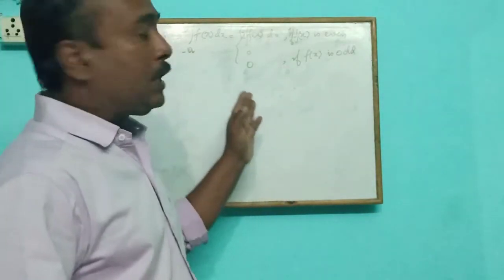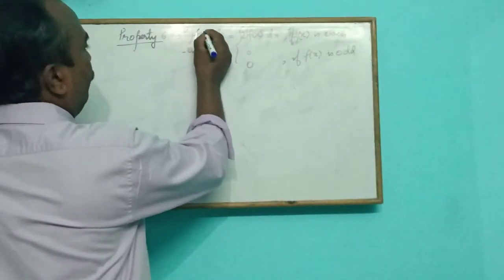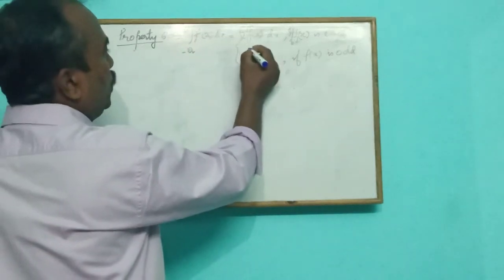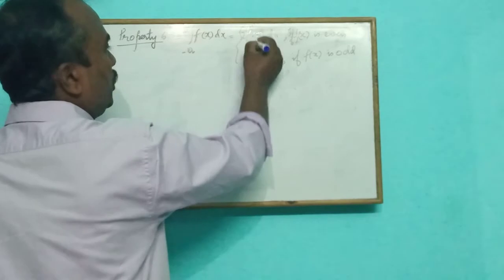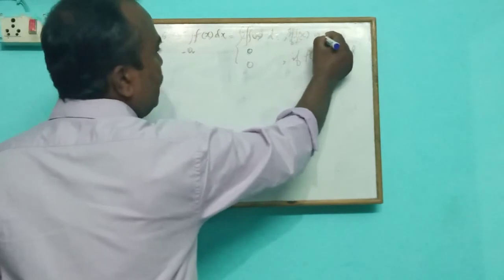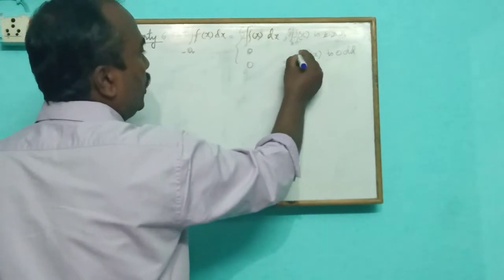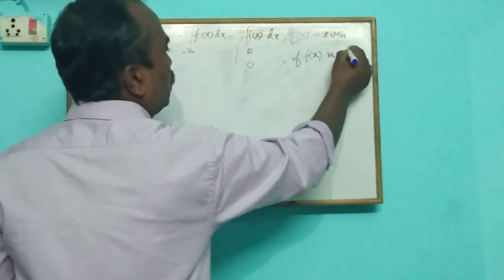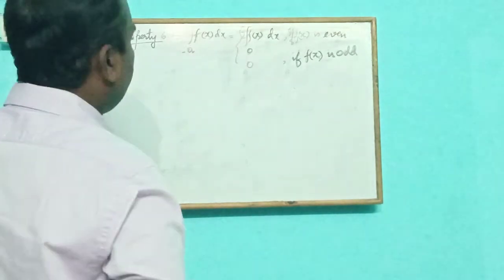Our final property, that is property number 6: integral from minus a to a of f(x) dx is equal to twice integral 0 to a of f(x) dx if f(x) is even, and 0 if f(x) is odd. So let us understand the property.